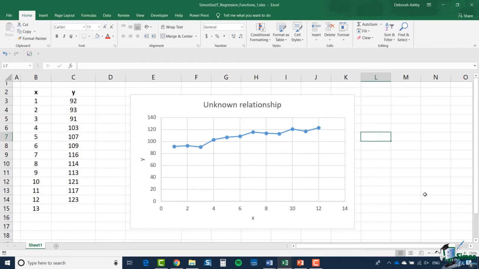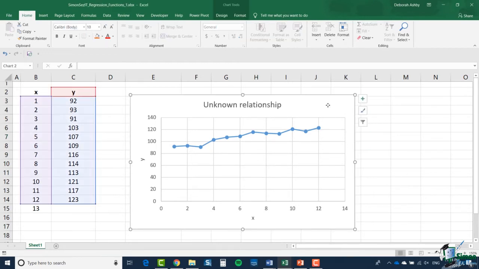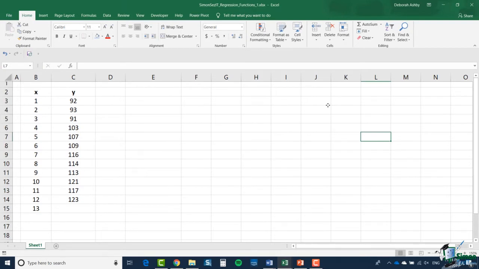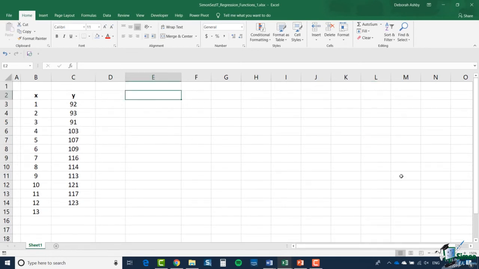So let me just delete my chart for the moment. And let's go back to my numeric values and work out what to put here when X equals 13. Now we're going to look at three different ways of doing this, and hopefully all of the different ways are going to give us the same results. And the first way that we're going to look at this is I'm going to take you back to your high school mathematics and talk about the equation for a straight line.